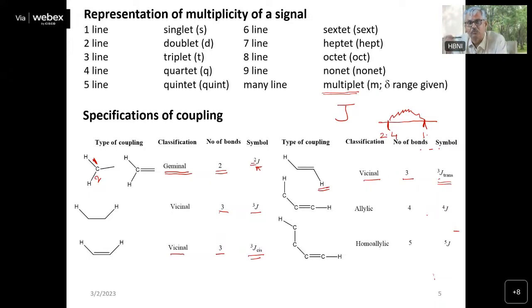Normally, in most cases, couplings beyond three bonds are very difficult to visualize. But in certain specific cases we can see them, like the allylic system, where these two hydrogens are four bonds apart. So we call them 4J. Similarly, in an aromatic system you can also see a four bond coupling, and this is called homoallylic. So this is a 1,5, with five bonds in between, so we call it 5J. So this superscript number on the left hand side tells you how many bonds there are between the interacting nuclei.